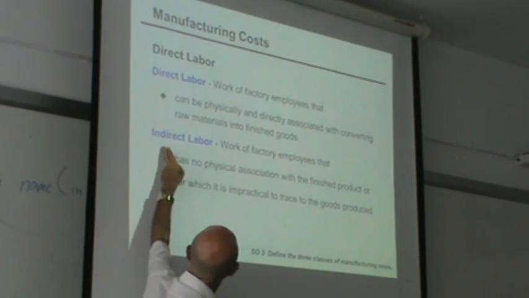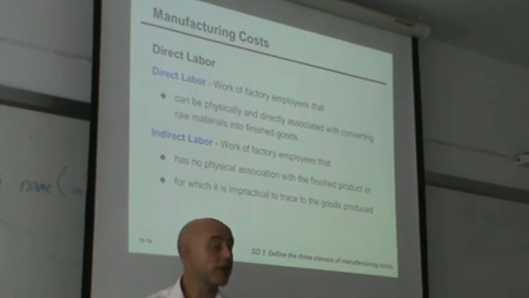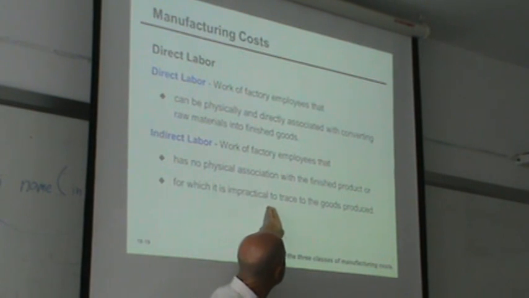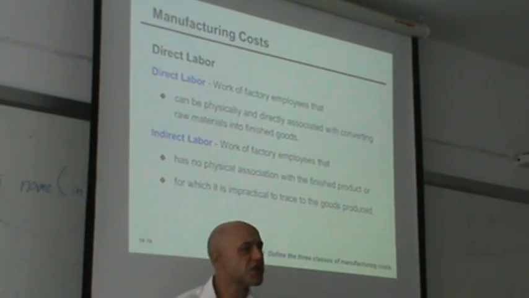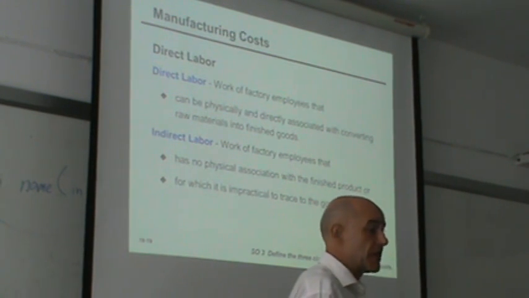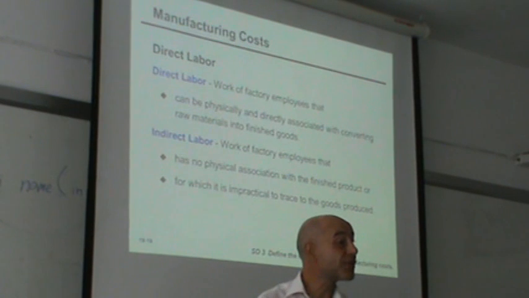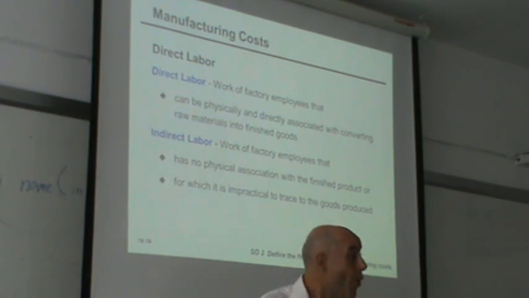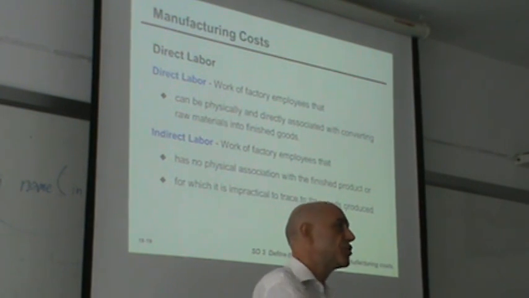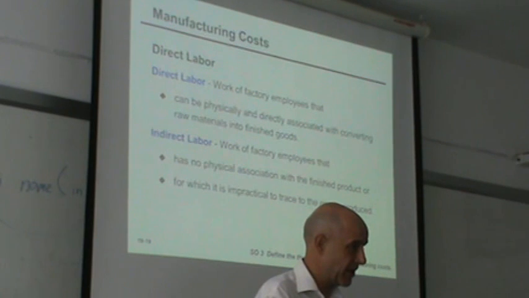So, indirect labor has no physical association with the final product, and it is impractical to trace to the goods. So, you cannot really trace the work of the secretary to your class group, or to the afternoon class group, or to some other group. Maybe your second year, to associate it with first year students, with third year students, is way too much, okay?